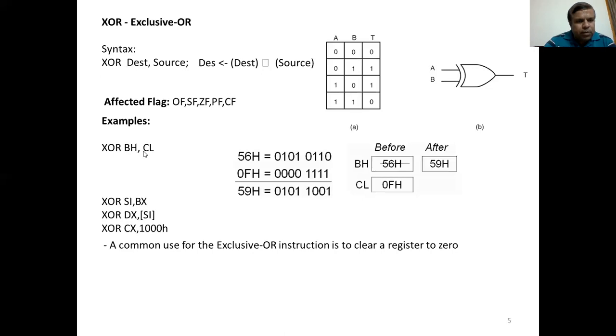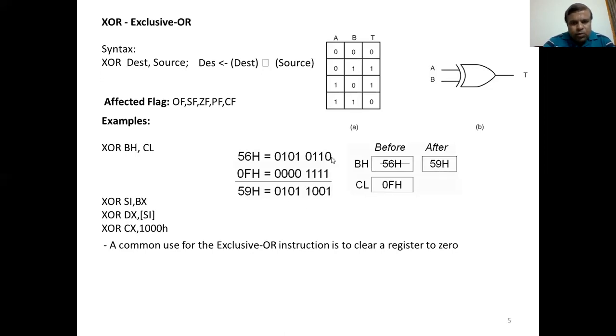Examples: XOR BH comma CL. A byte stored in BH register is logically exclusive ORed with a byte stored in CL register. For illustration, let us assume that BH holds 56H and CL holds 0FH. After executing this instruction, the result will be 59H, which is just stored back in the BH register, and the previous content is overwritten.